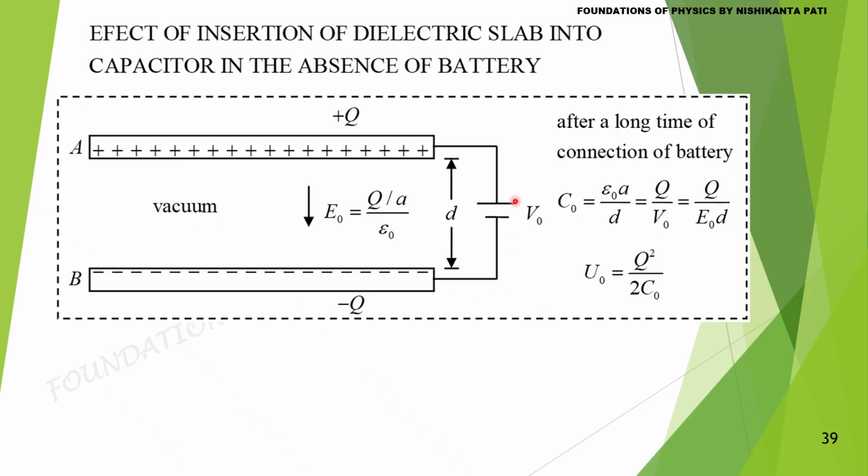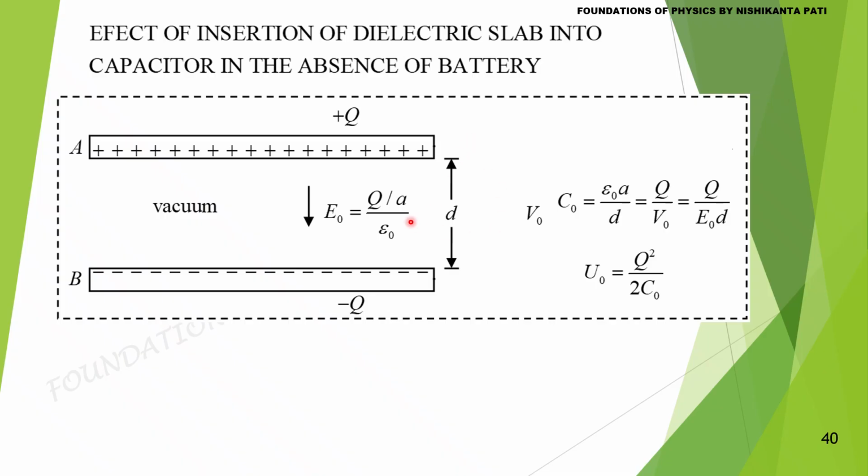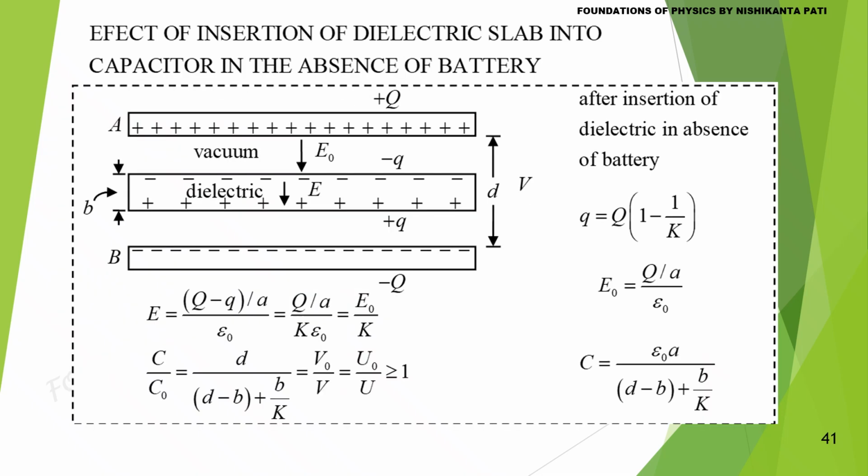Now connect this to battery. If we remove the battery, the charge, the electric field, the energy stored, everything remains same as the previous stage. Now let us insert the dielectric. The charge remains same as the previous stage. The electric field in the vacuum gap is also same as the previous stage. Now the electric field in the dielectric is E equal to E0 by K.